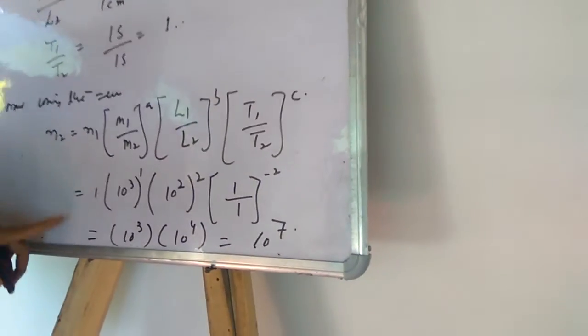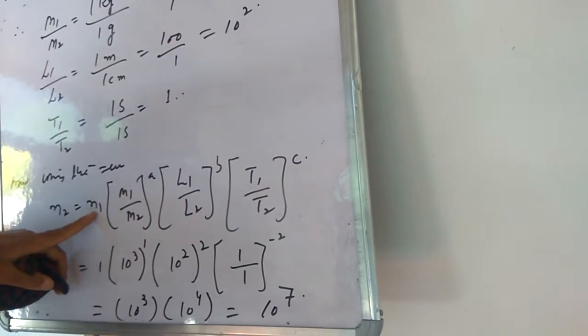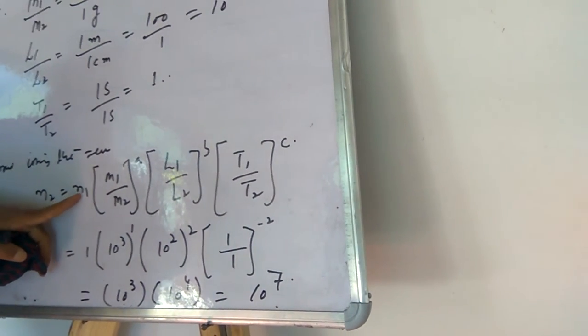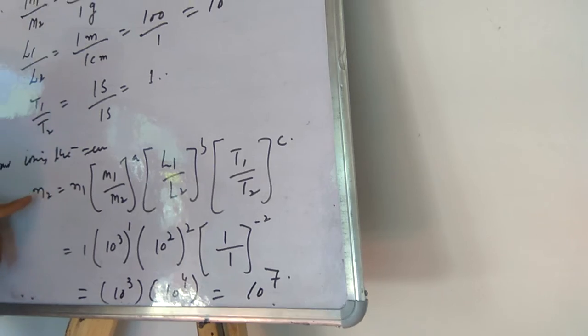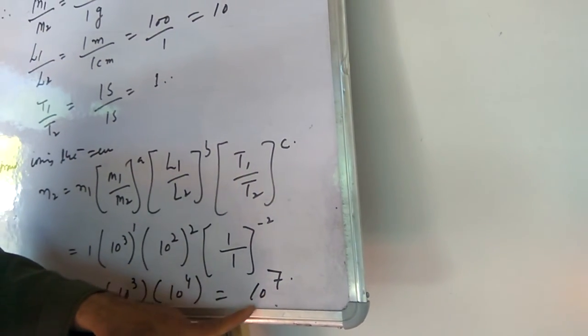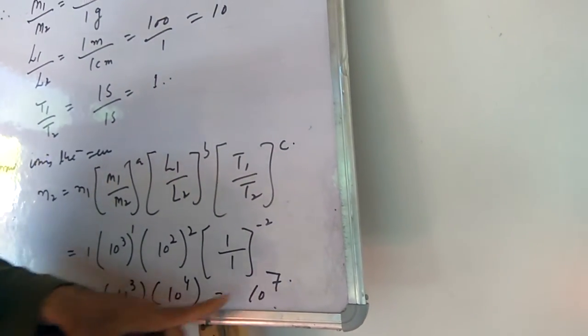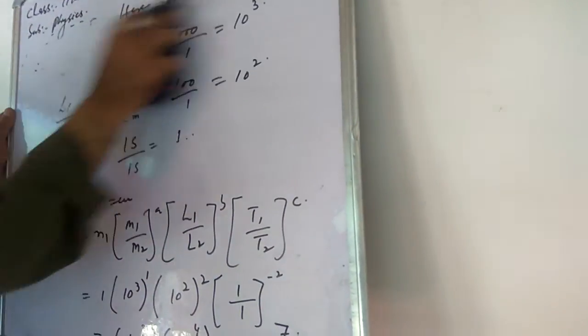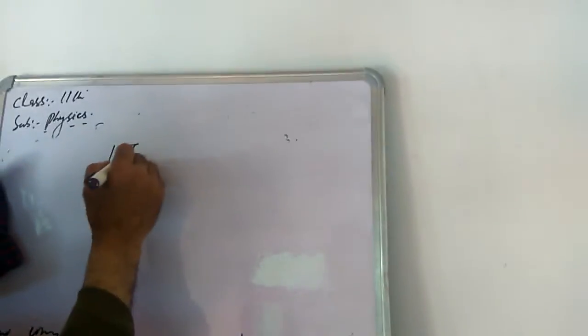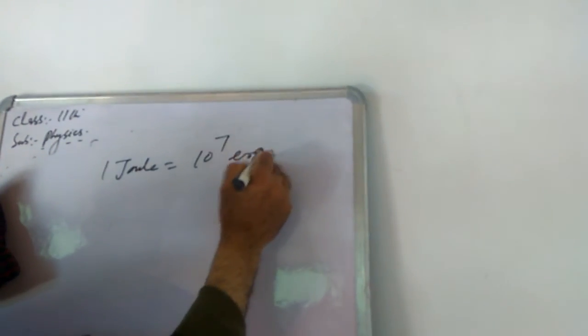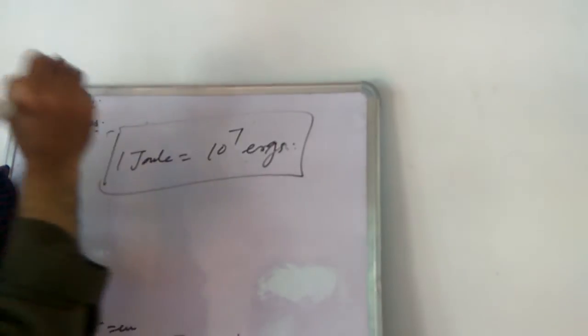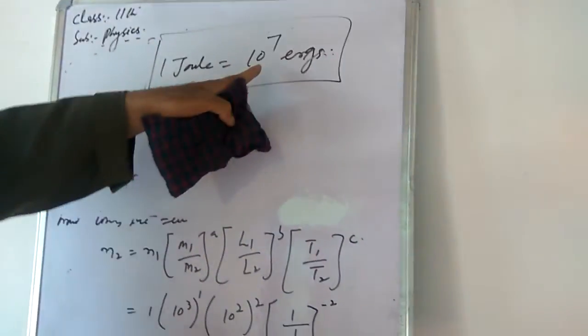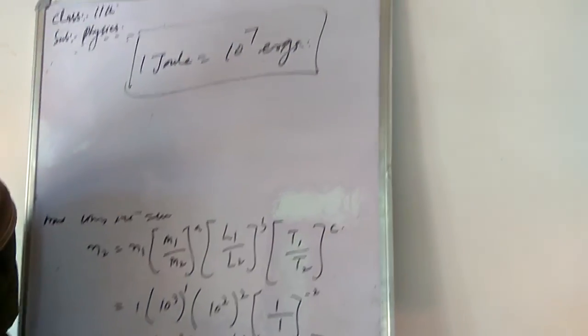So 1 joule of work, where n1 is 1, we have converted into the second system unit, ergs, that is 10^7 ergs. In this way we convert one system of units into another system. So we get 1 joule equal to 10^7 ergs. This is how we convert one system of units into a second system of units by using dimensional analysis.